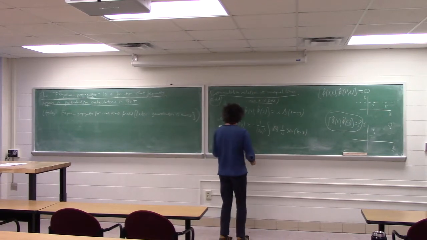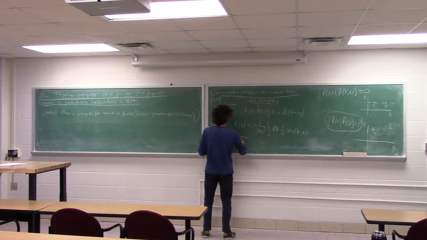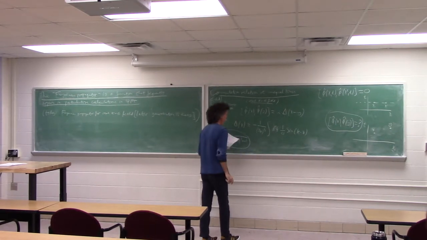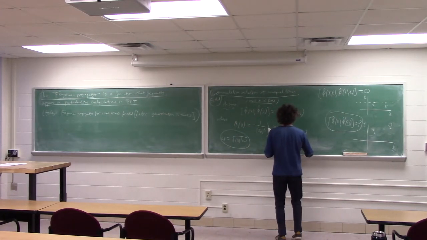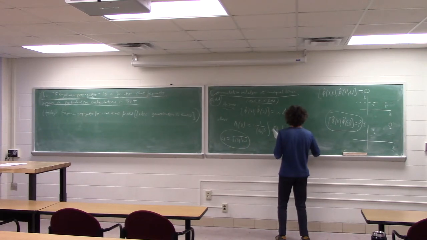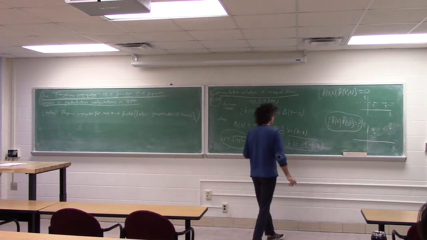So omega is, of course, the square root of k squared plus m squared, and k dot x is just omega t minus k dot x.